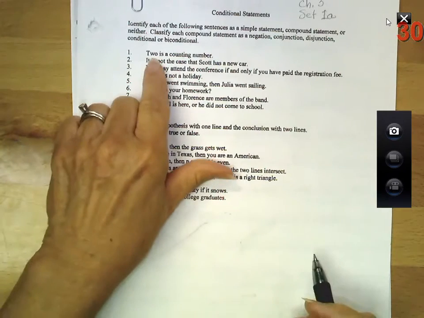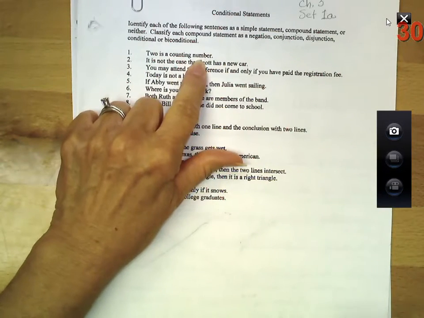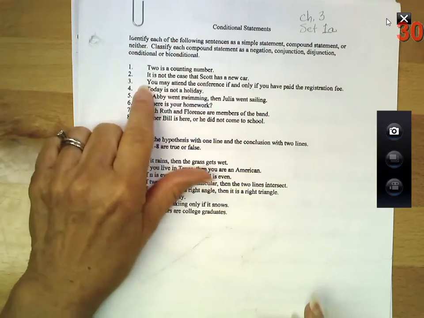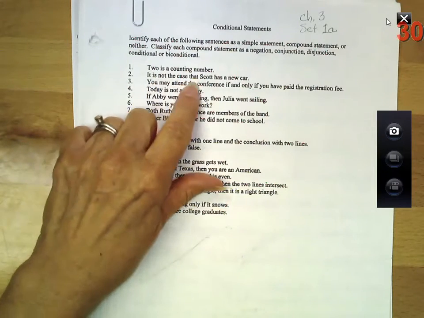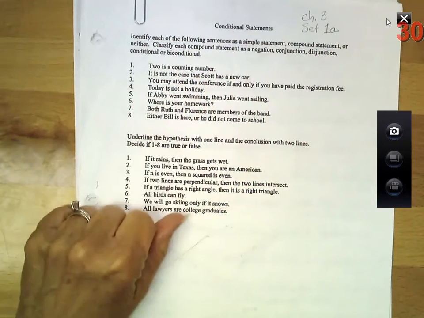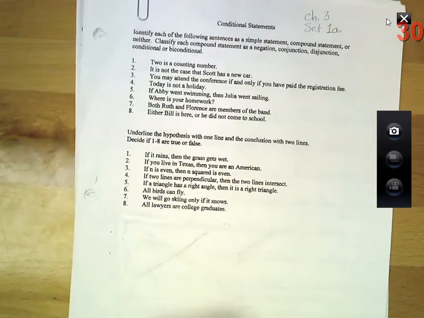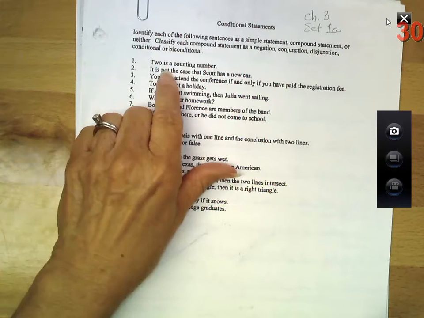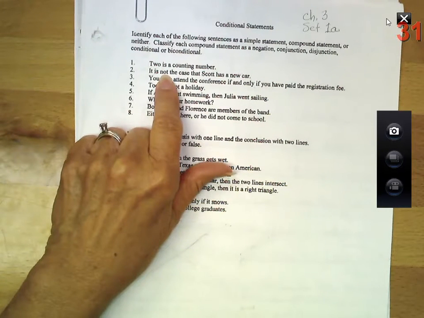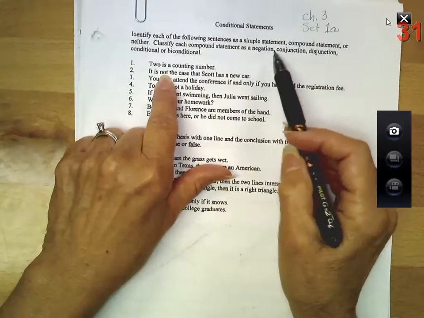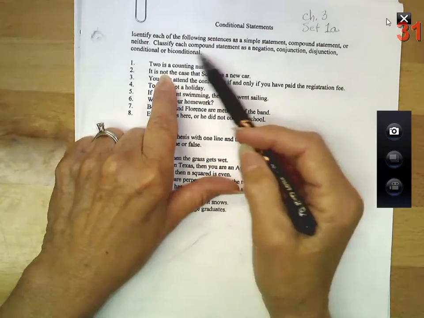Okay, so the first one, 2 is a counting number. Simple. You'd like to have every one of them be that. Okay, it is not the case that Scott has a new car. What word in that tells you whether it is simple or compound? Not. Good. So it's compound because it has a not in it. Now, is it a negation, conjunction, disjunction, conditional, or biconditional?